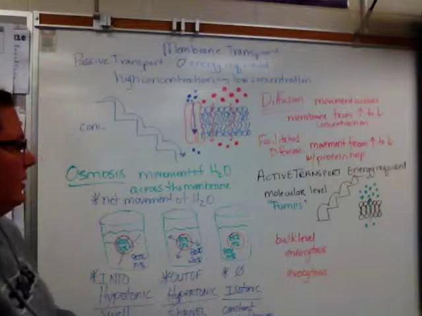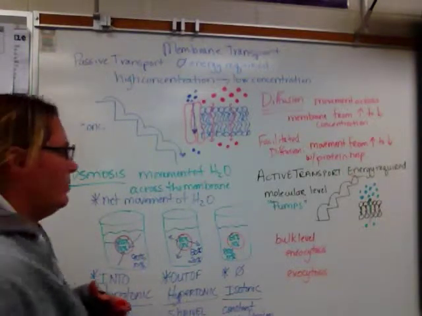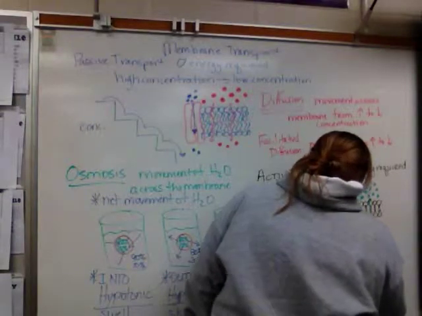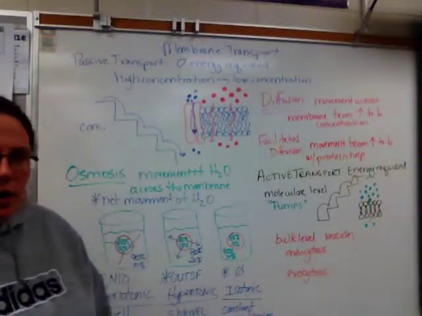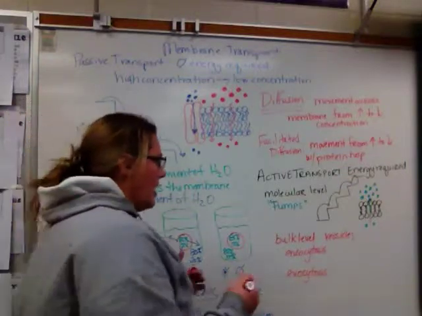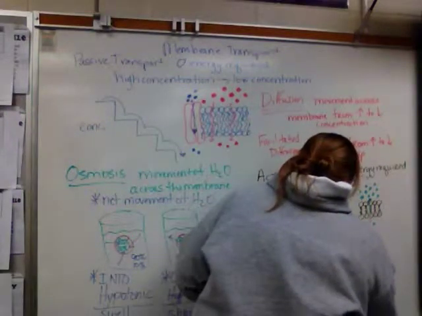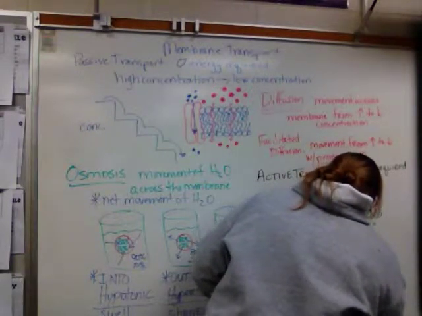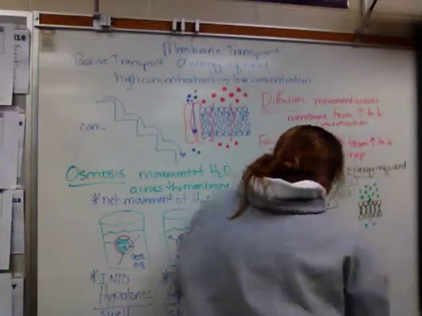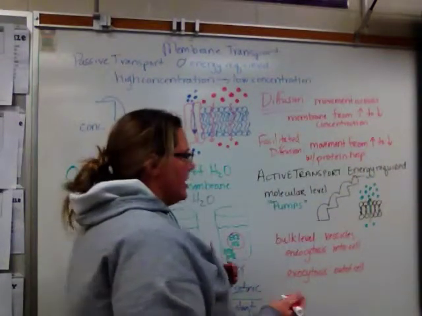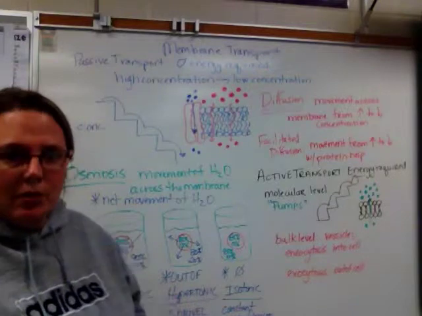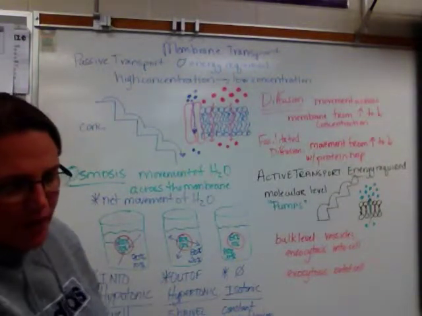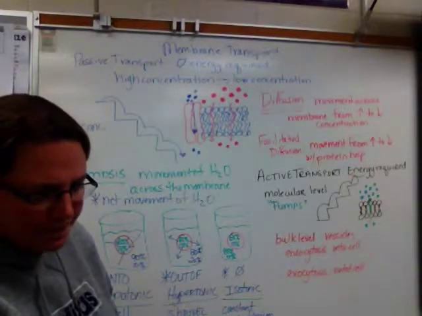Okay, so the bulk level is going to require the use of those vesicles that we talked about when we were talking about the structure. Okay, these vesicles are going to fuse. So in both of these, we're going to say endo is into the cell, exo is out of the cell, and they're going to have to use the vesicles to fuse with the membranes and move the materials. All right, both of those types of movement require energy.